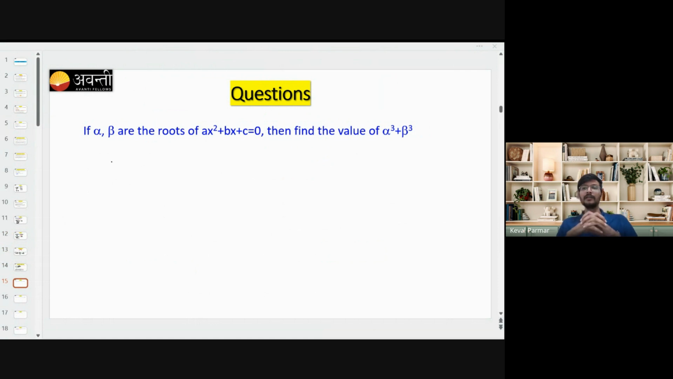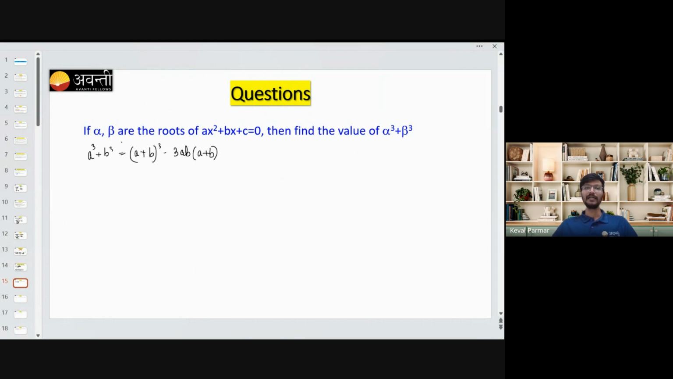Now here comes the part of your algebraic identities. I hope you all know it. Please let me be very clear: if you don't know your algebraic identities, you will not be able to solve the questions. So I hope every one of you knows the algebraic identities. What am I talking about? Here it is. We know that a cube plus b cube is equal to a plus b, the whole cube, minus 3ab into a plus b, right?